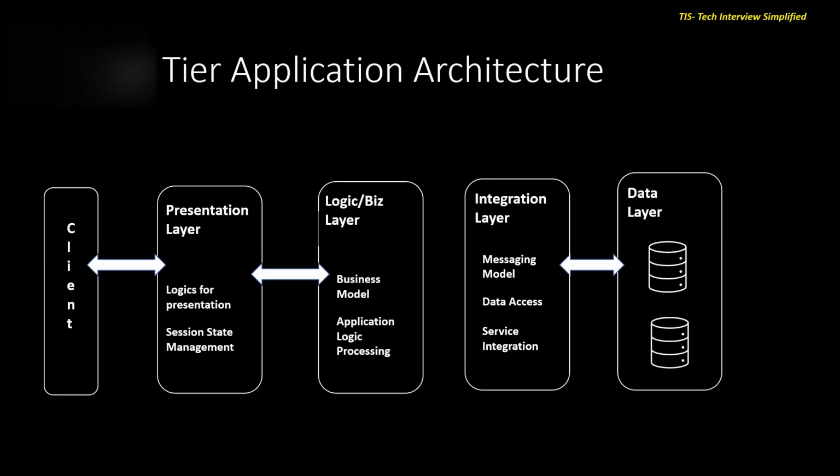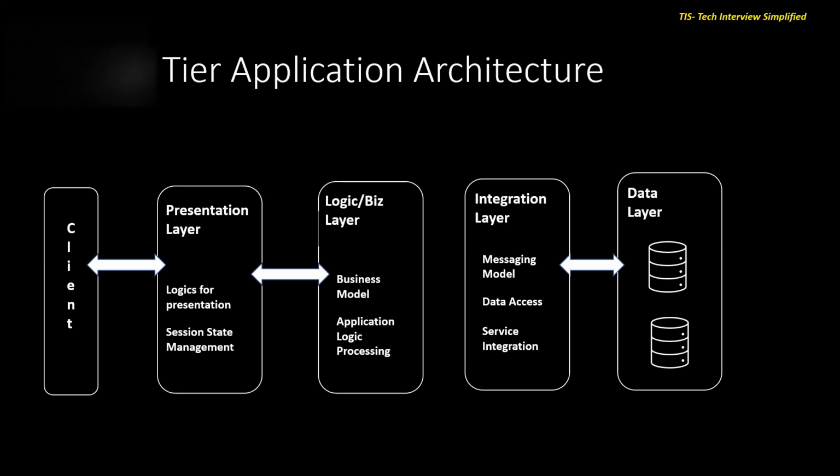In addition to this, having a different layer for different resources implies adding extra security by separating data from code. So here, as we are seeing, the presentation layer is there. We have a logical layer or business layer where the business model is processed, and the application logic processing is also happening. We have an integration layer where we have different types of messaging models present, and the data access is also present at integration. The services are integrated at this layer, and these layers are basically separated by code.